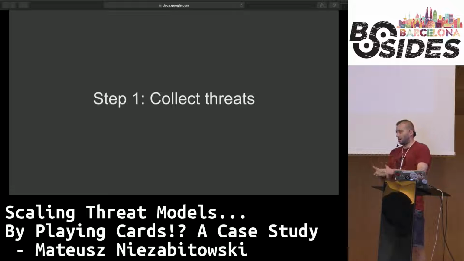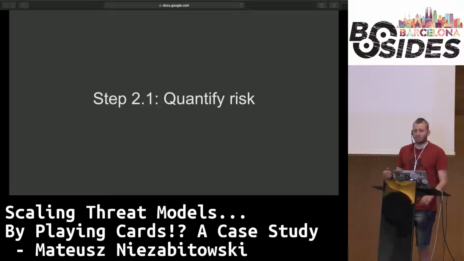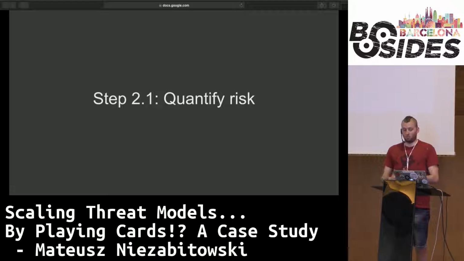You are obtaining a list of threats which are applicable to the system, but that's only half of the job, because then you need to assess those threats, and that means, first of all, quantifying the risk associated with the threats. So, what's the impact? What's the likelihood? How serious is this problem? This is very important from the prioritization point of view, because you need to have this in order to prioritize.